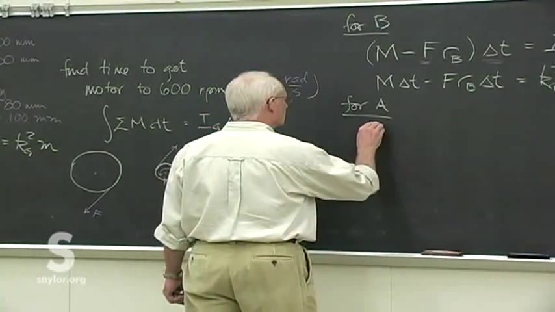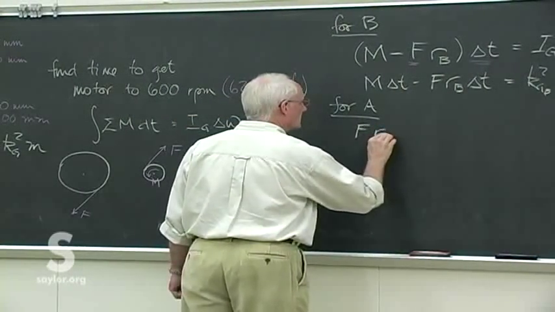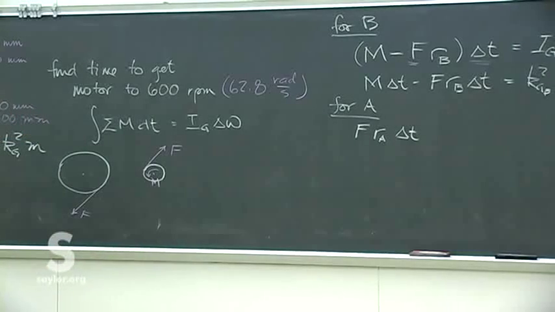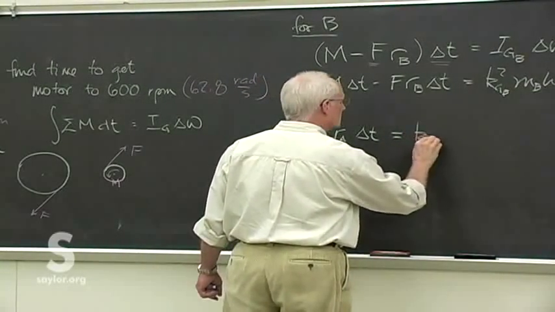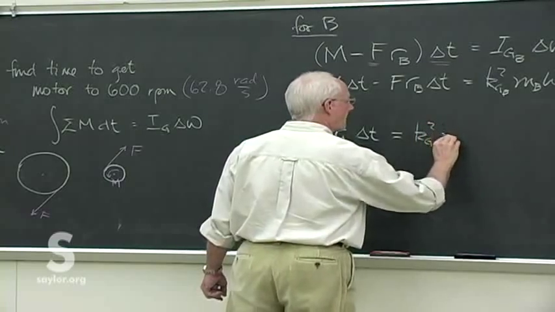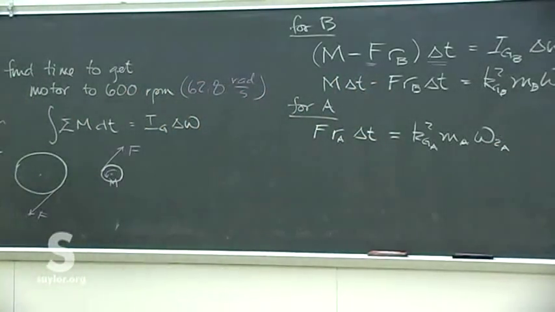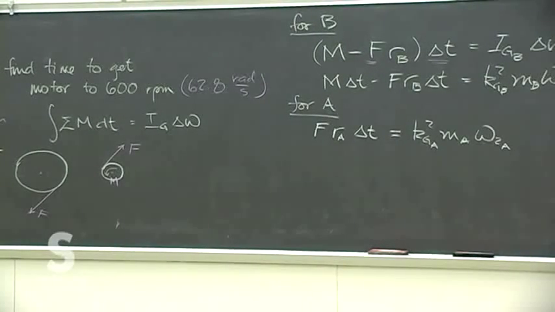Positive moments in the direction it's going to go. So that's F R A delta T. That's the applied impulse on gear A. Since the moments or forces are constant, that integrates out to simply that. And then that's going to equal that, remembering that we actually have four unknowns because the omegas are unknown. We're looking for those.